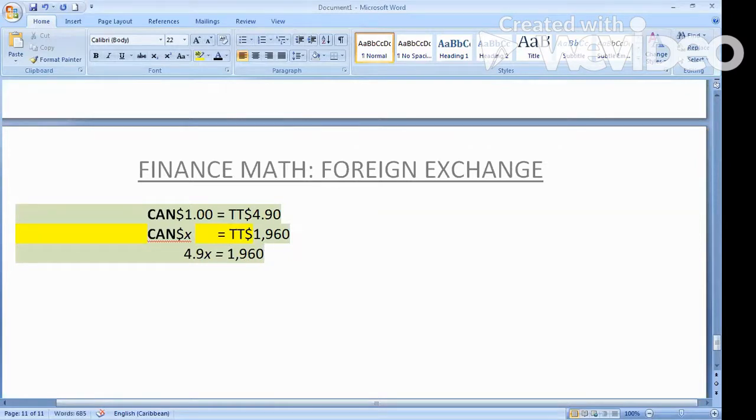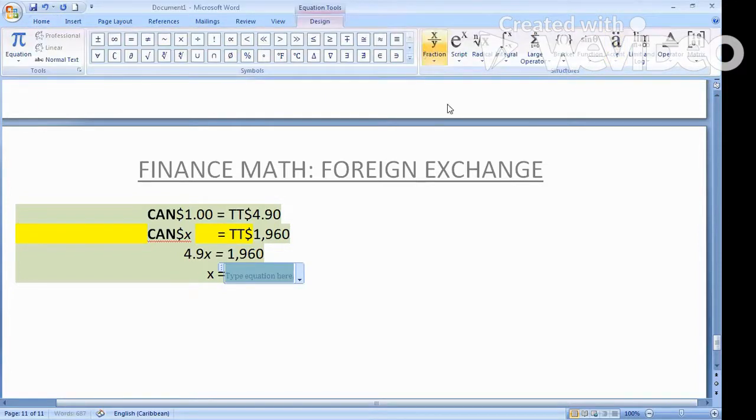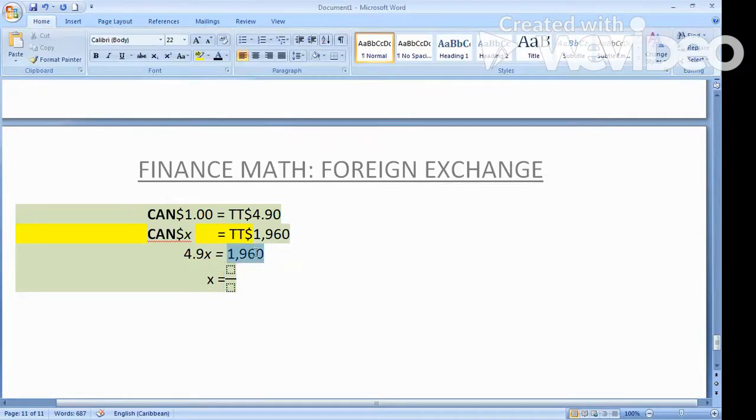Therefore, x is equal to 1960 divided by 4.9, and that will give you the Canadian amount. That's 400. That's the answer.